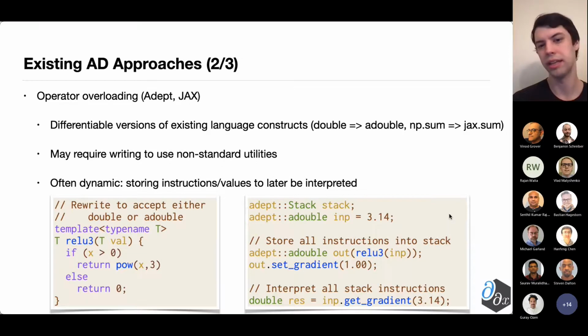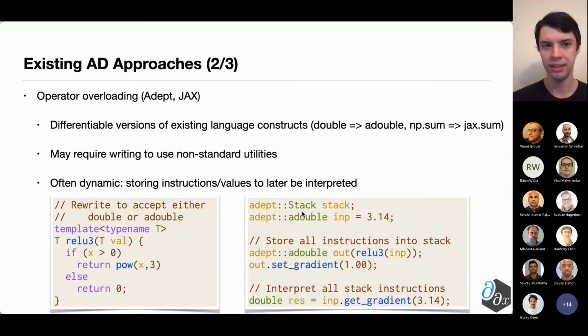So if we wanted to use, say, the C++ version, I might rewrite my code here on the left to take in a template that lets it use any arbitrary type, be it the regular double or the differentiable double. Then again, on the right, I set up the computation that I want to do. So I say, oh, I have this instruction stack.